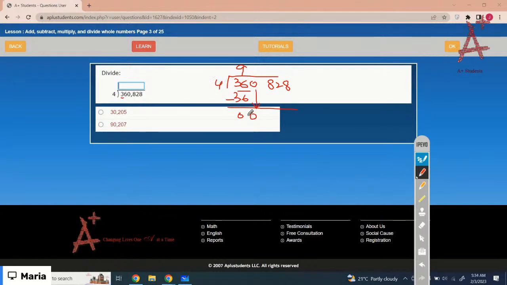Bring the 0 down. 4 times 0 is 0. Now bring the 0, take away 0 is 0. Now bring the next digit down, 8. 4 times what number is 8? 4 times 2 is 8. 8 take away 8 is 0. Bring the 2 down. So you cannot divide 2 by 4. You have to add a 0 here and bring 8 down. So 4 times 7 is 28. Got it? If you have any question, you can ask. I'm here to answer all your questions and confusions if you have any. Got it? So the correct option is 90207. So the second option is the correct one.